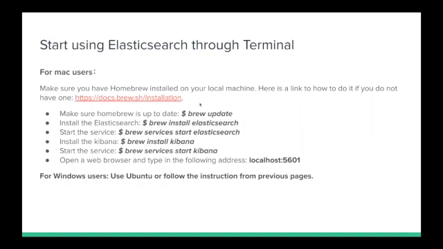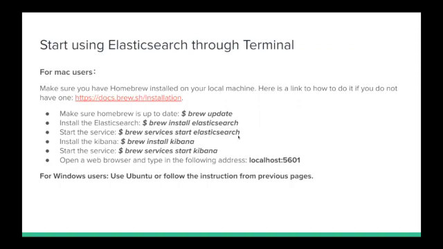So first, make sure Homebrew is updated to the latest version by using the command brew update. Then we need to install Elasticsearch: brew install elasticsearch, to install Elasticsearch on our local machine from the terminal by using Homebrew. And after we successfully install it, we can start Elasticsearch by typing brew services start elasticsearch.